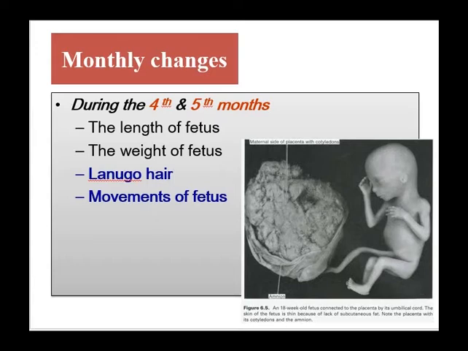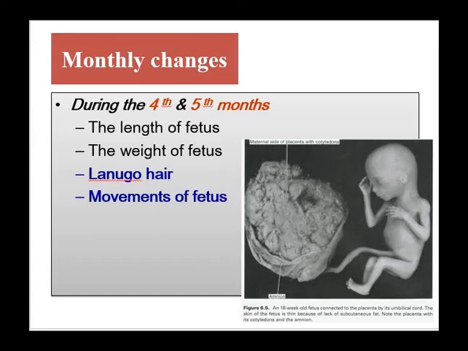This figure shows the 18th week developing fetus connected with the placenta with the umbilical cord, and we can see the maternal side and the fetal side of the placenta.